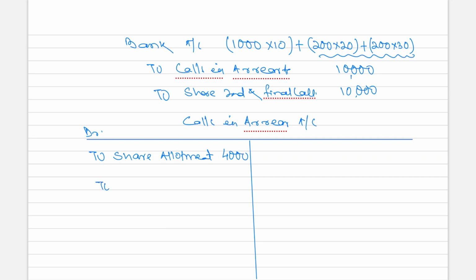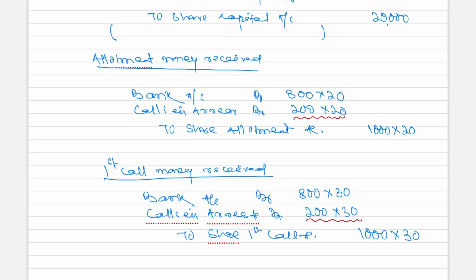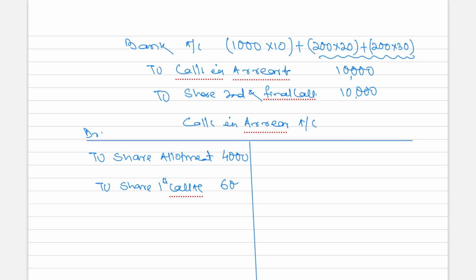Then to share first call account, it will be how much? 200 into 30, 6,000 rupees. And when we receive in the final call, we will write by bank 10,000 rupees and it will be closed. This is one way when we have received the total money. Right, calls in arrear account.